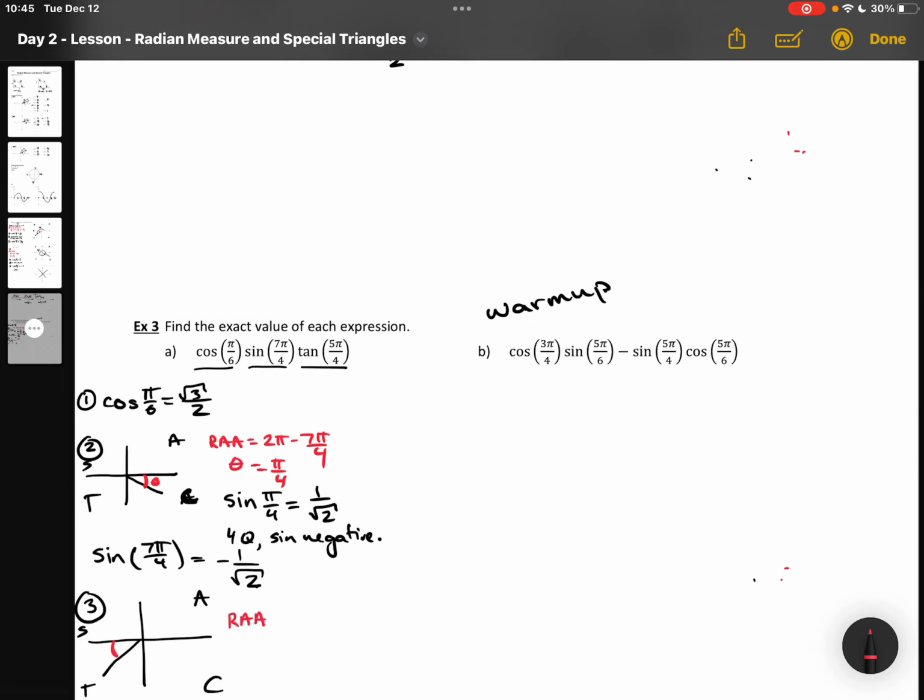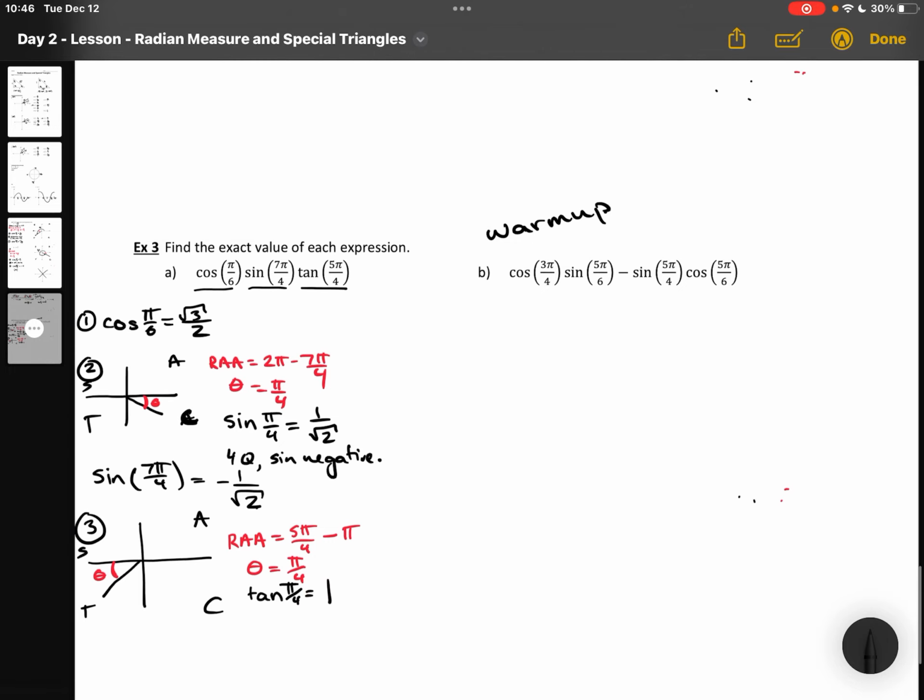In that third quadrant, in order to find my related acute angle, I'm taking my angle that I drew, so 5 pi over 4, and I'm going to take away the value of the angle that would go to the x-axis. So I'm going to take away pi. So my related acute angle, again, is pi over 4. We'll label it as theta. Then I'm going to do the tan of my related acute angle, and that is equal to 1. And then I'm going to apply my rules for the quadrant. So in quadrant 3, tan is positive. So that means the answer to my third question, tan of 5 pi over 4, is going to be equal to just 1.